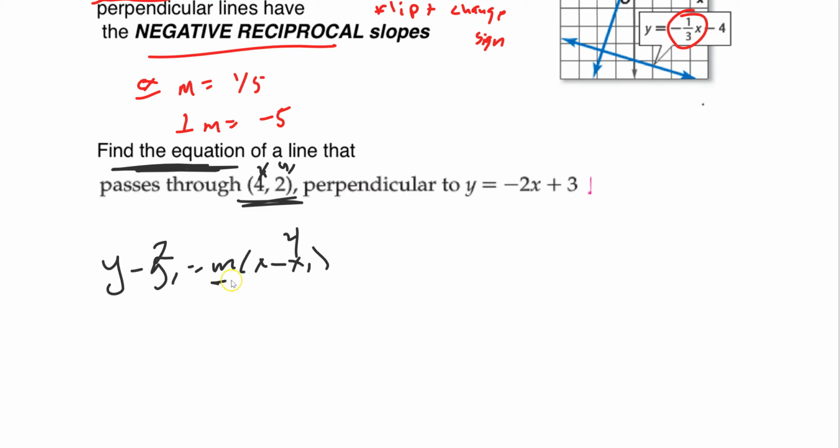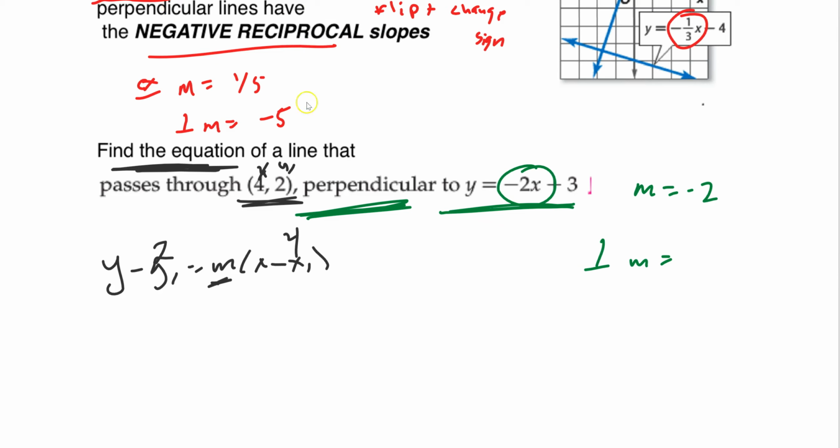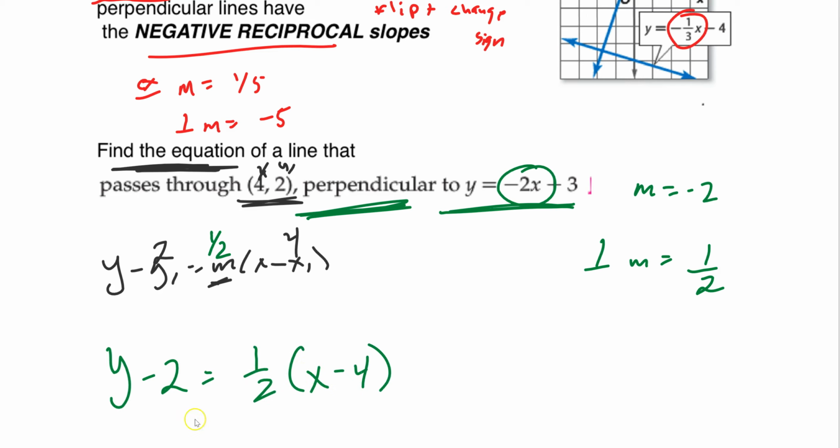All I gotta do is find the slope. And look at here, it's in the correct form. My slope is negative 2. Now, I want a perpendicular slope, so the one I'm going to use is not negative 2. It's actually going to be the negative reciprocal. Flip it and change the sign. So instead of a negative 2, it's going to be a positive 1/2. That's what goes here. Simplify a little bit. And there I go. Again, unless they specifically ask, that's my answer.